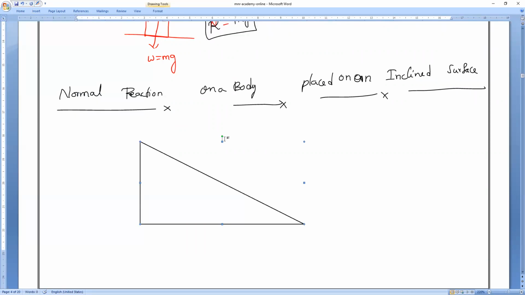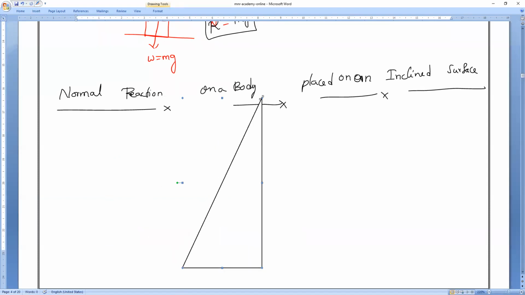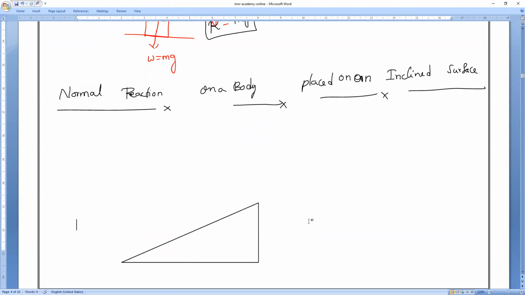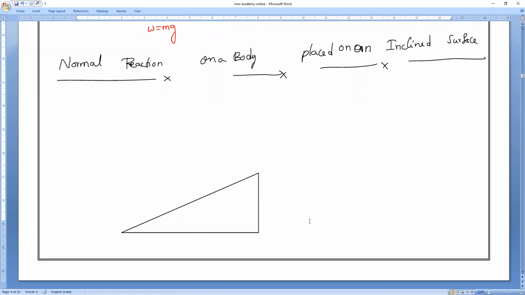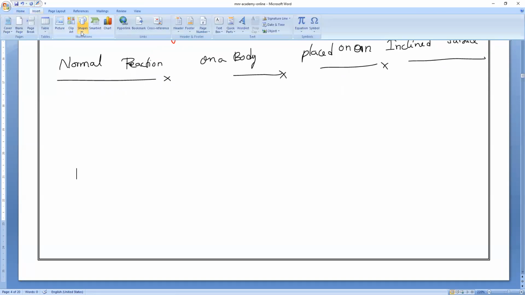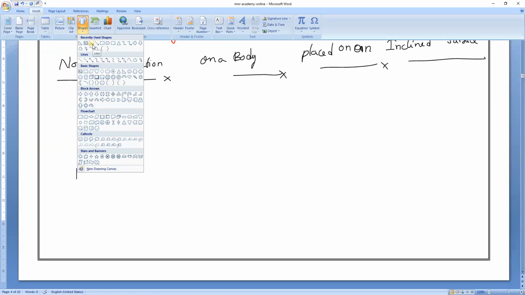So let me take it now, all of you. There is an inclined surface I am taking. All of you observe. Since the forces are equal, it is a balanced force. That is why the body is said to be at rest. Understand? Otherwise, the body will start moving. Clear, everybody?